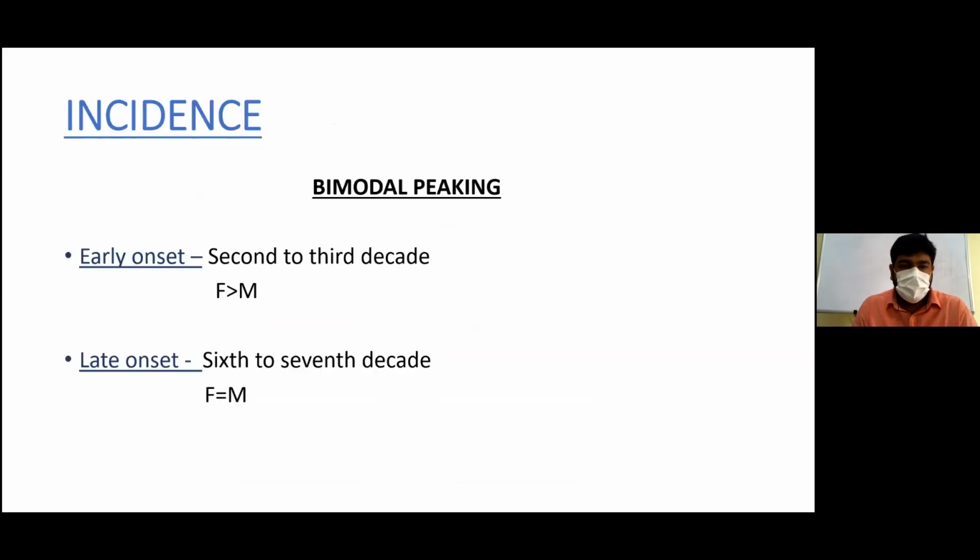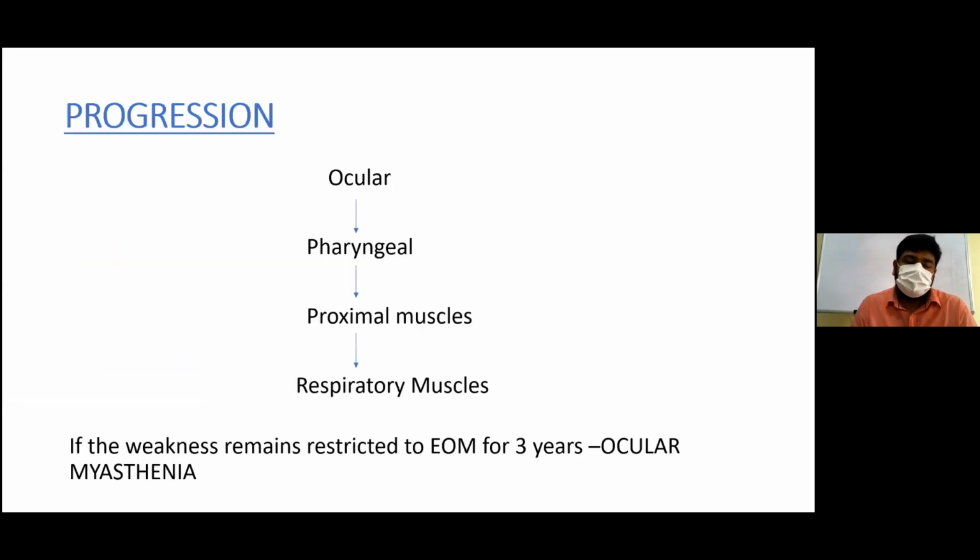Coming to the incidence of the disease, it is usually bimodal, with two peaks. Early onset is usually seen from the second to third decade of life, and females are more commonly affected when compared to males. In late onset, it is usually seen from the sixth to seventh decade of life, in which both males and females are affected equally.